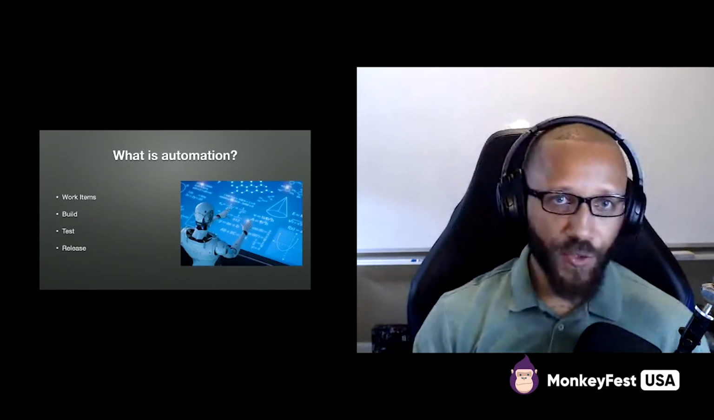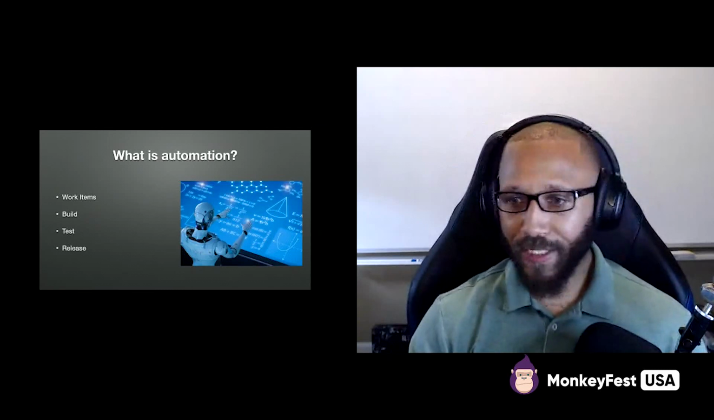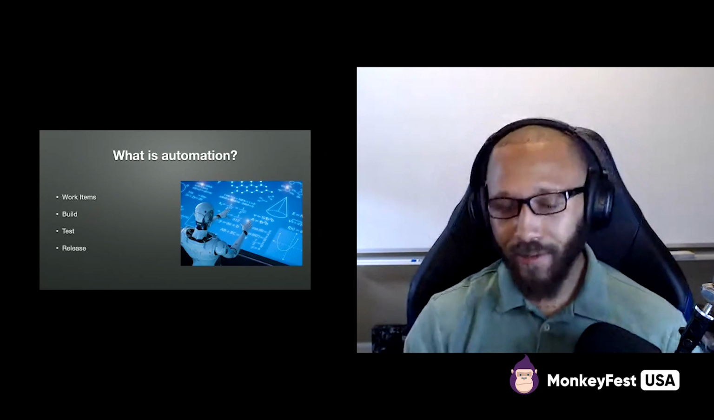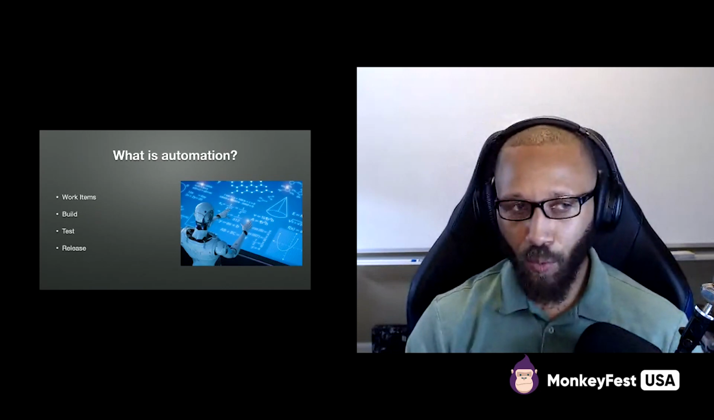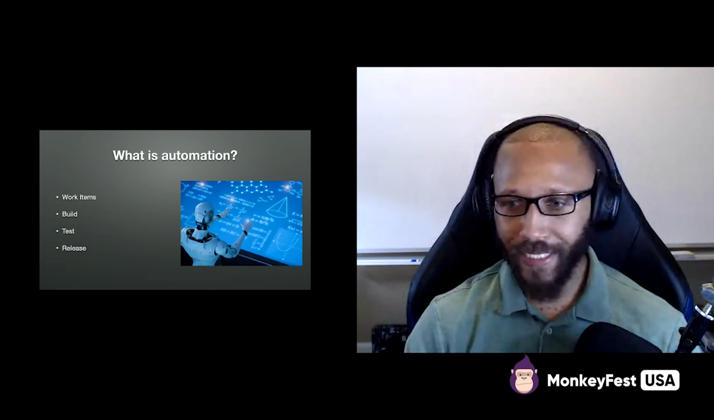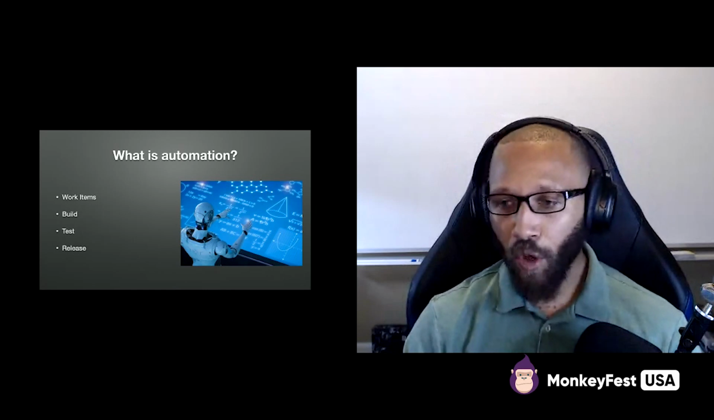So getting into it, automation, right? Like what is automation? Automation is robots, right? But what do we want to automate? That's a thing, right? We want to automate work items getting created, getting resolved. We want to automate the builds. We want to automate testing and releasing of our application.